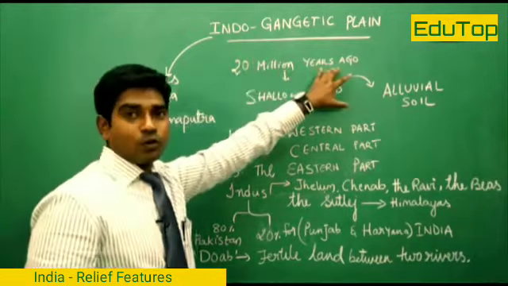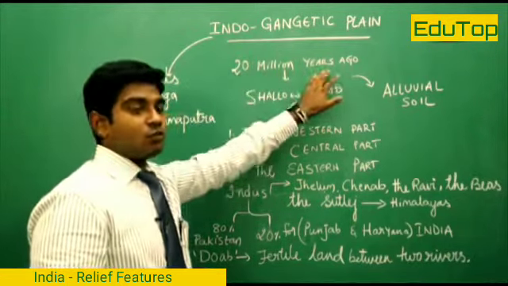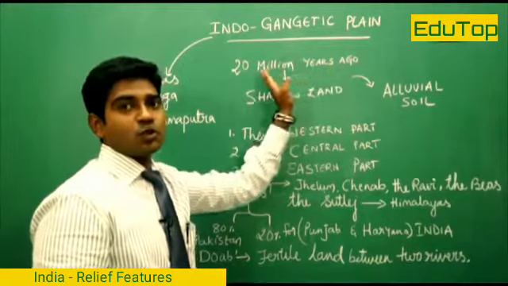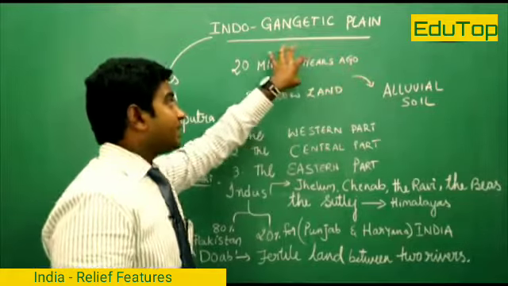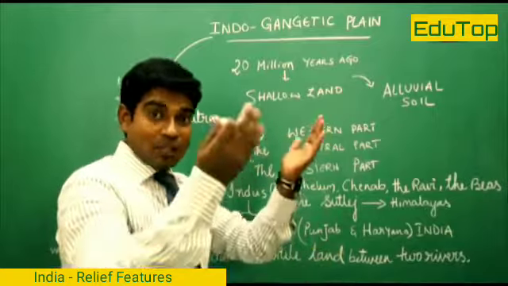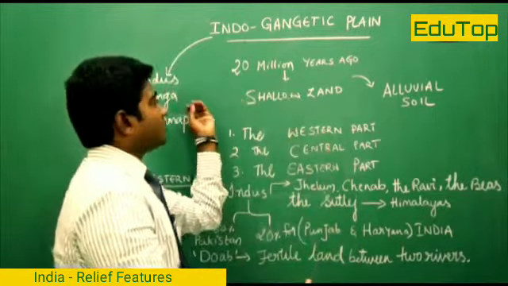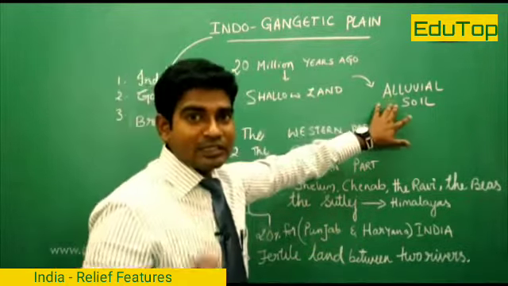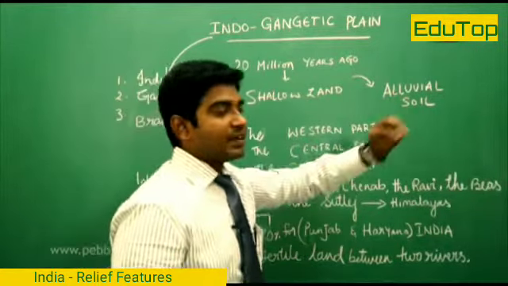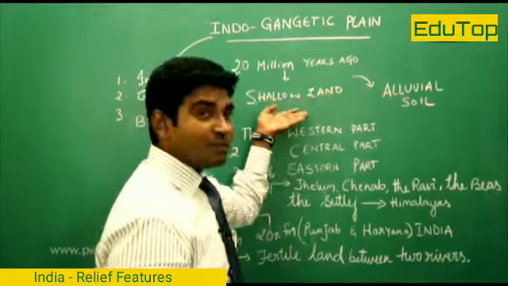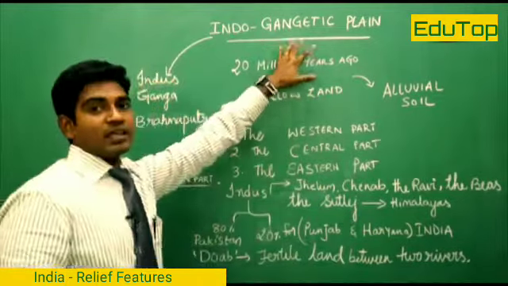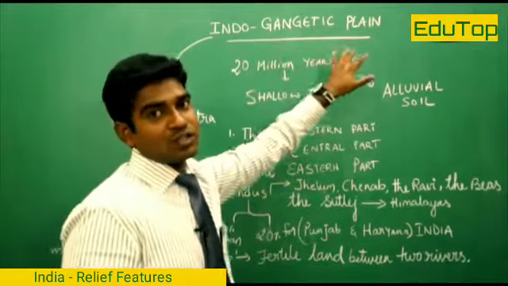20 million years ago, that is 20 into 10 lakh, which means 200 million years ago, the entire land we are discussing, the Indo-Gangetic Plain, was completely a shallow land, a low land filled with water, which brought alluvial soil from the three Himalayan rivers. The silt and accumulated fertile soil filled and completed this shallow land and made it a complete land. We got the Indo-Gangetic Plain. This is the geological background of the Indo-Gangetic Plain.